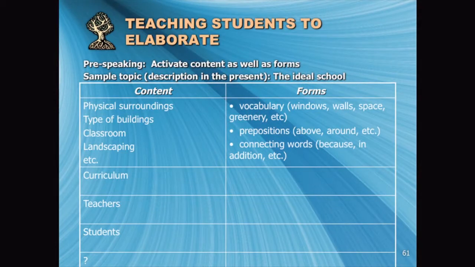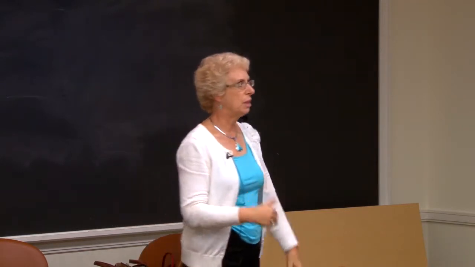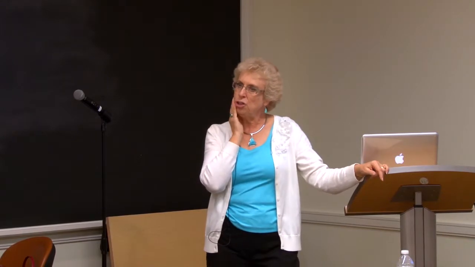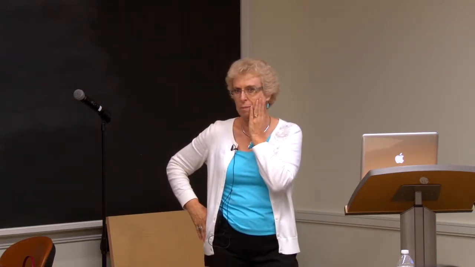Okay, so this is very sophisticated. You draw two blank columns on the board. Just one line down the middle, and that's very sophisticated. One side is content, the other one is form. You do this in the target language. And so you start brainstorming. You say, all right, if we're going to talk about the ideal school, what kind of ideas are going to come into play?